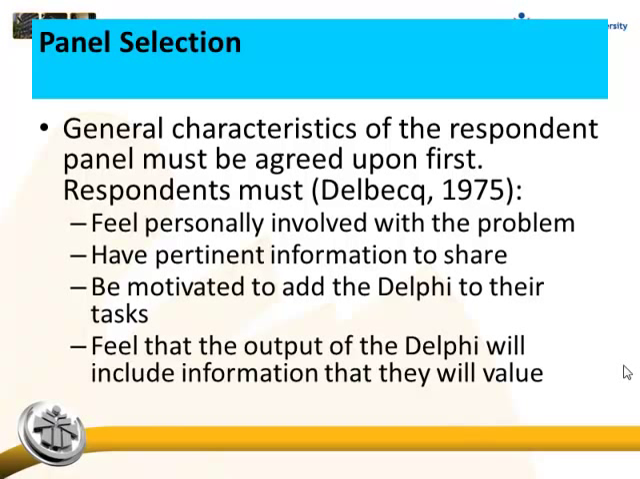they must also be motivated to add the Delphi to their tasks. Everyone is busy these days. Everyone has too much work to do. So make sure that the people are prepared to give you an hour of their time, and don't lie to them. Tell them from the beginning it's going to be a Delphi. I think that there will be 3 rounds. Each questionnaire is going to take you an hour to complete. Are you prepared to take part? Because that makes it clear from the beginning. And they must feel that the output of the Delphi will include information that they will value.